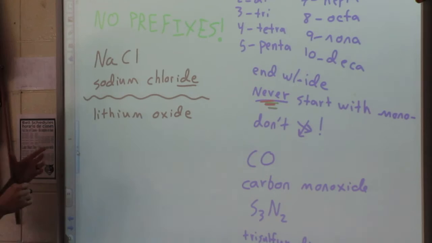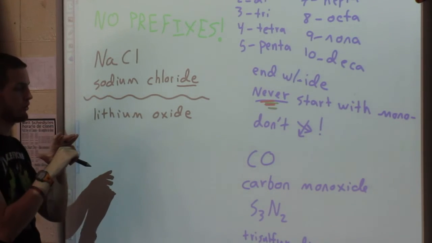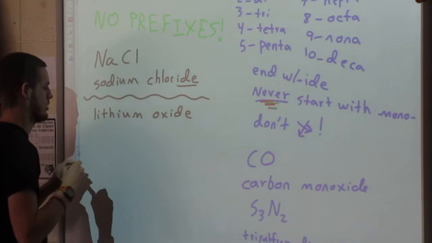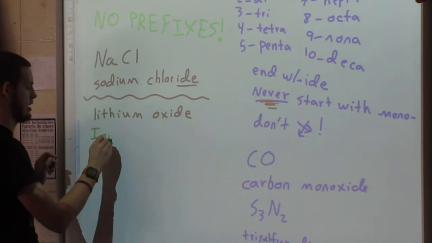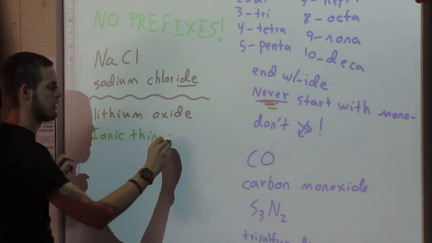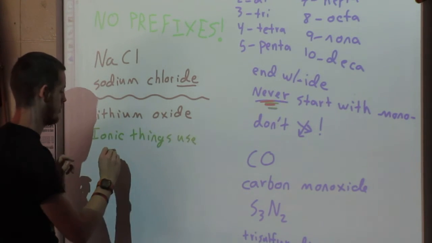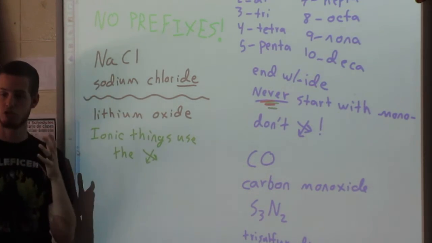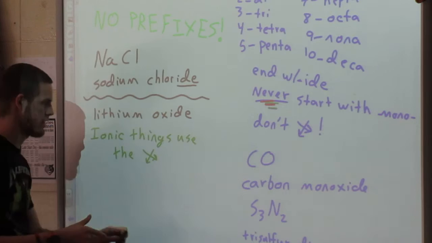Well, to do this one, you do crisscross. Okay? So I'm gonna write that in green. Ionic things use the crisscross. So again, you gotta make sure that the charges are stable. You gotta make sure of that.